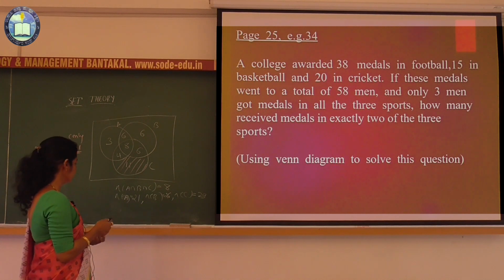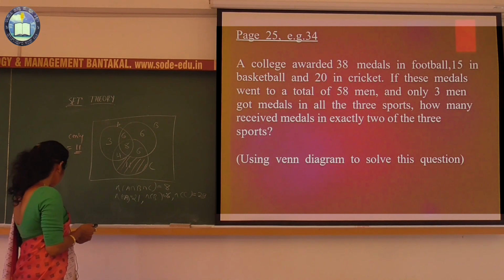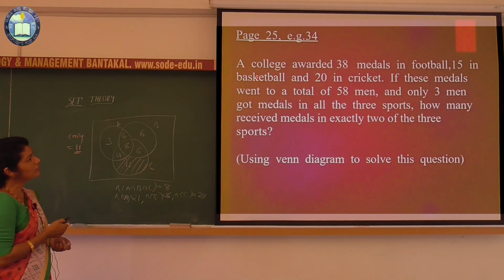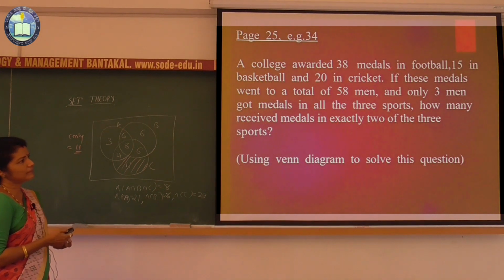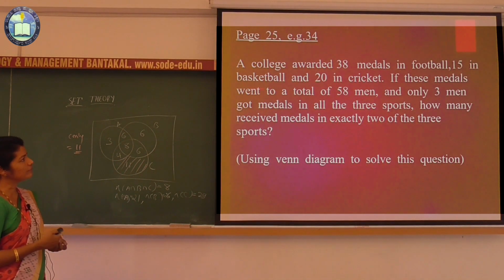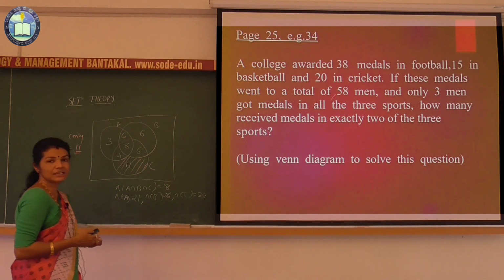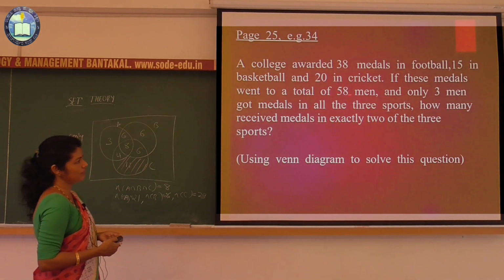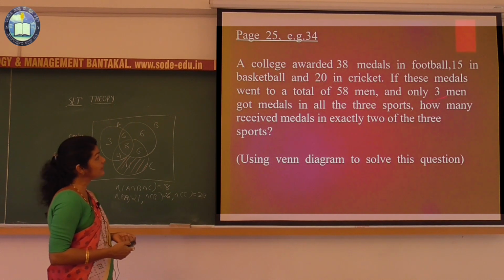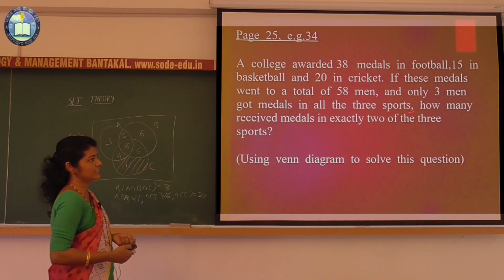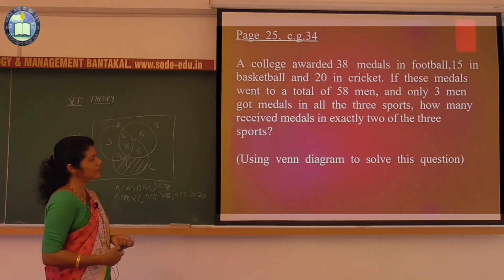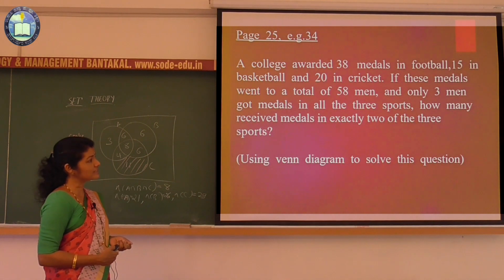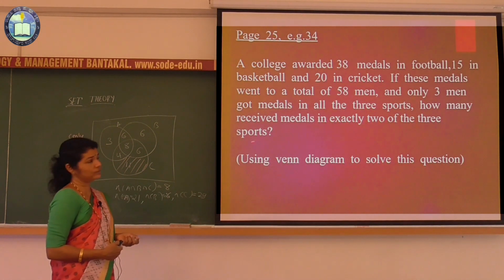See, the statement is like this. A college awarded 38 medals in football, 15 in basketball and 20 in cricket. If these medals went to a total of 58 men and only 3 men got medals in all the 3 sports, how many received medals in exactly 2 of the 3 sports?